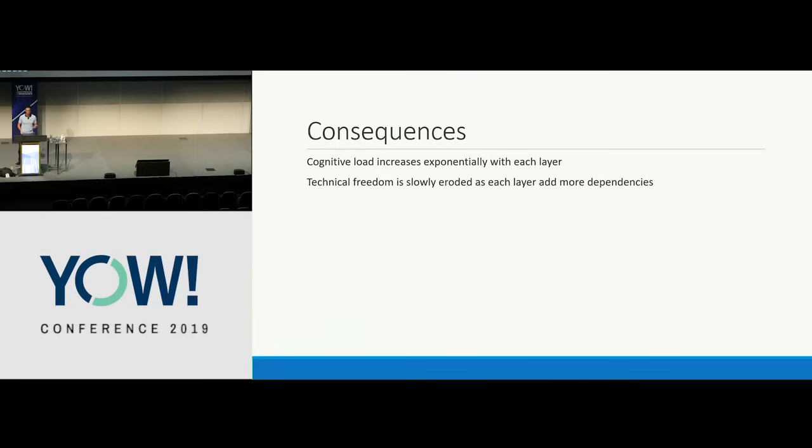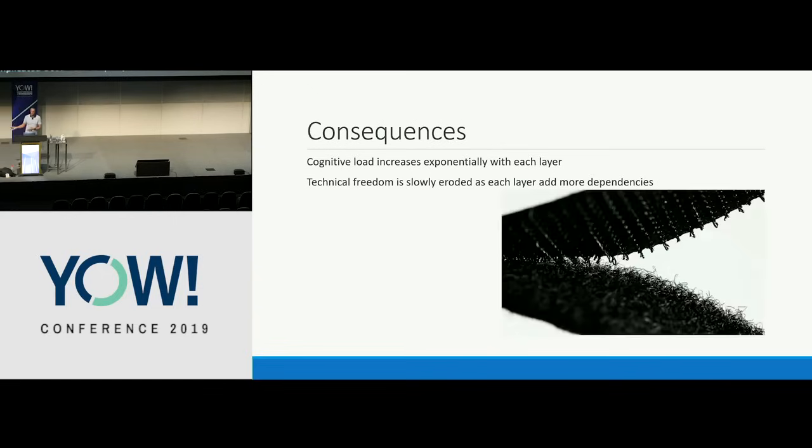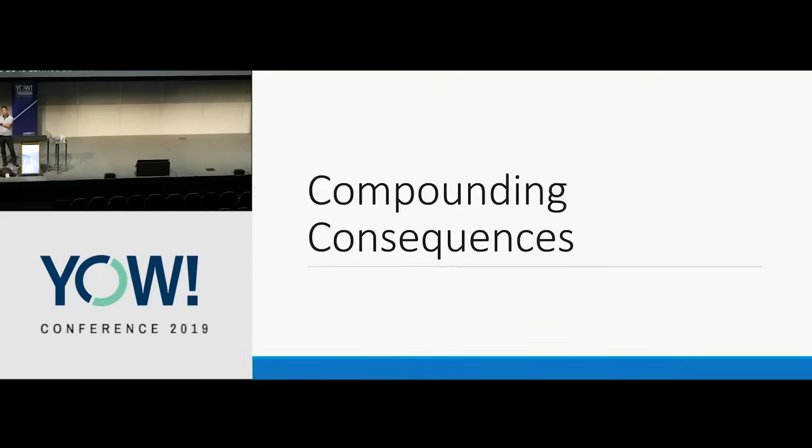So the consequences are the cognitive load increases, exponentially, super linearly, with each layer we're adding. Technical freedom is slowly eroded away each time we add one of these layers. And it's like Velcro. Each little hook isn't such a problem, but when they're all jammed together, Velcro becomes a very hard thing to pull apart. So I've cut this list down to just 3 things: single repo, the way we depend on abstractions, and deep layering. But there are more.